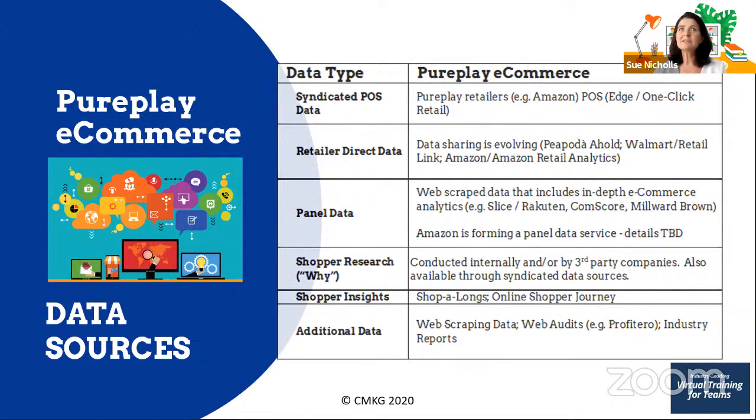These are some of the data sources that are available in e-commerce: POS data, retailer direct, and panel data. The panel data also includes your more traditional, well, it's not traditional, but like Numerator panel data. I know that Nielsen and IRI data have some semblance of e-commerce, but not nearly as robust. There's also shopper research data, shopper insights, as well as additional data. There are a lot of different data sources that come into play in the e-commerce space for you to understand.